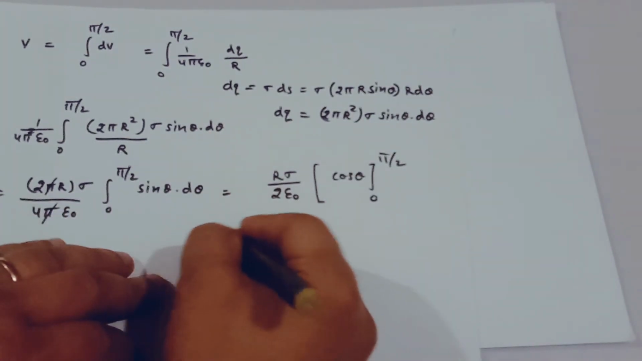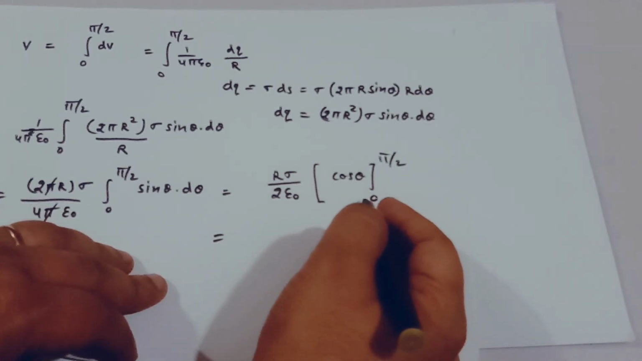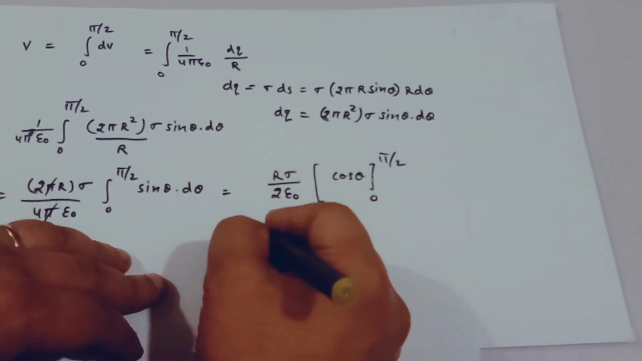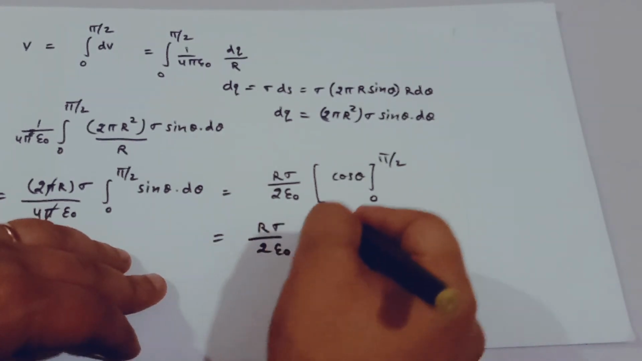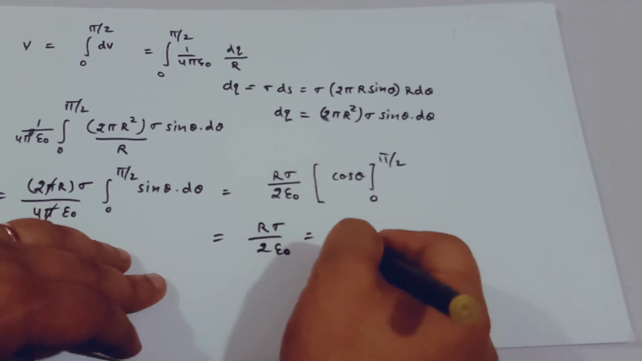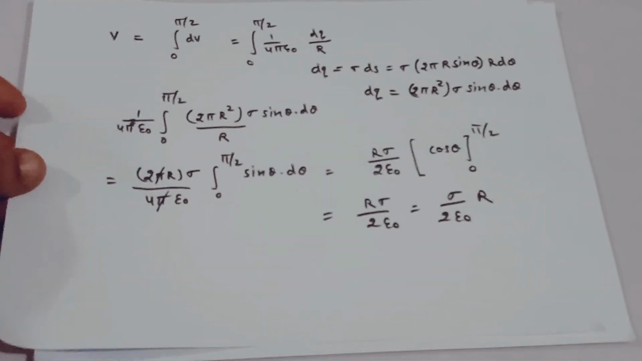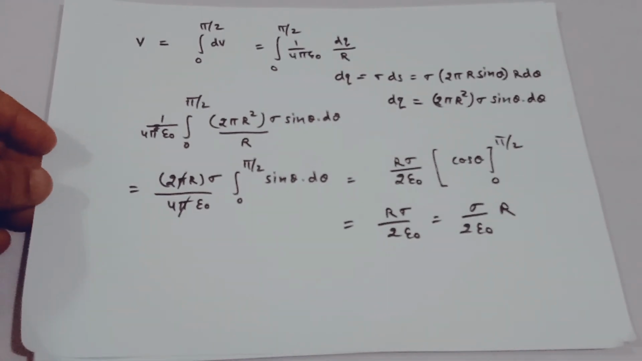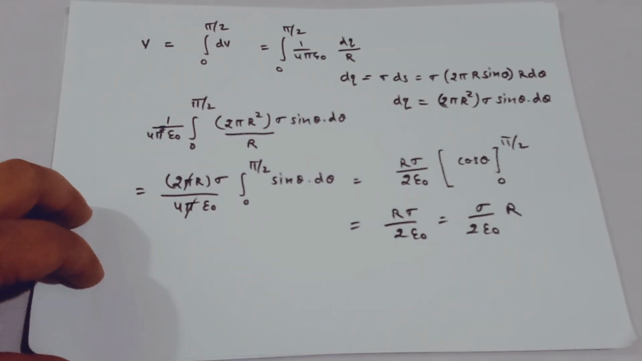So cos 90 is 0 and cos 0 is 1, so that would be R sigma upon 2 epsilon naught. You can write it simply as sigma upon 2 epsilon naught into R. I'm neglecting the negative sign here. So that is how you can calculate the electric field intensity at the center of a hemisphere, and also its potential.